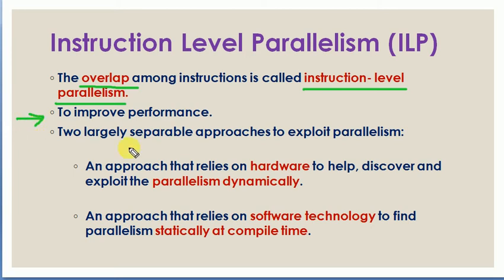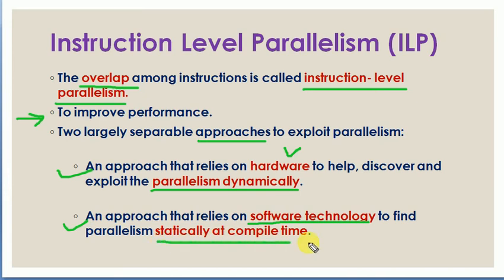There are two approaches used for exploiting parallelism. The first one is related to the hardware, where we implement the parallelism dynamically with the help of hardware. The second approach uses software technology, which is usually done statically at the time of compilation. So there are two basic methods that can be utilized for implementing instruction level parallelism.